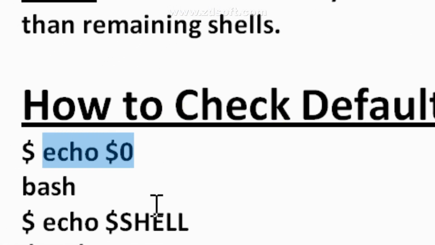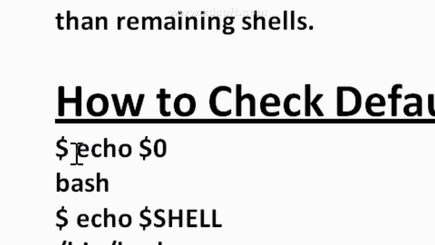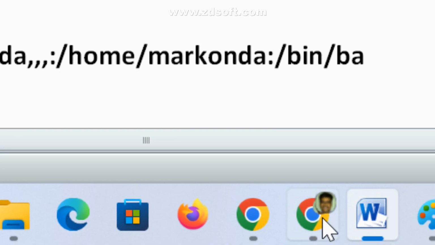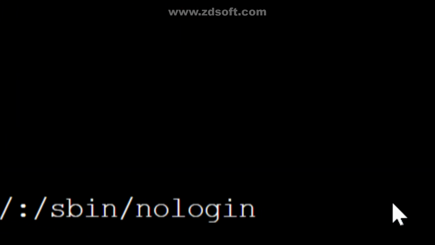Any doubt here? In interviews also, one or two people ask how to check what default shell version we are currently using. So what is the command? This is the command: echo $0. This is the syntax. If you use echo $0, it will print what the default shell is in this current operating system.